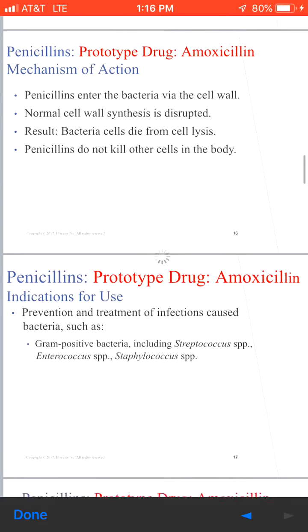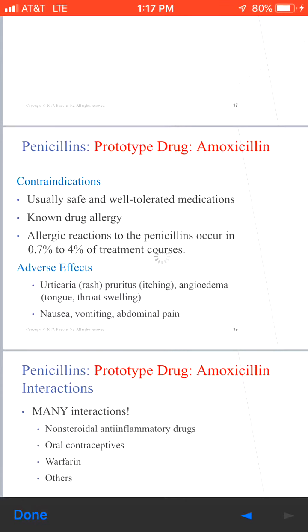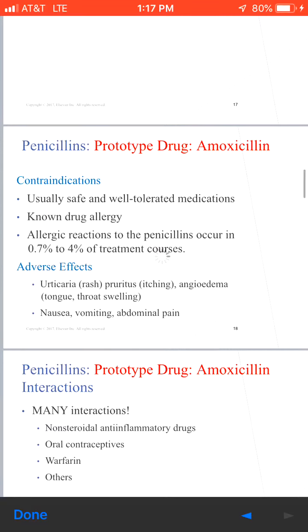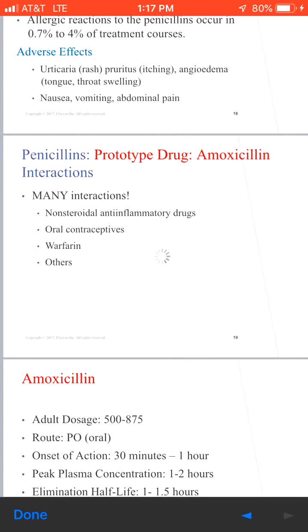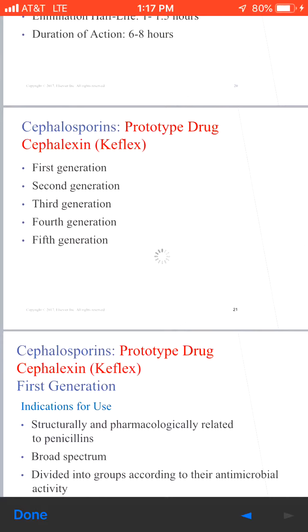We use it very commonly first line for ear infections, strep throat, sometimes UTI, and various different skin infections. Usually well tolerated. Most kids take it well. In the liquid form, it tastes pretty good, and it is available by pill. Dosing can be once or twice a day depending on what you're treating for. And this again just talks about elimination, half-life, duration of action.